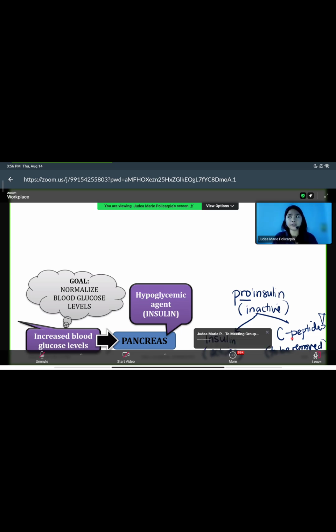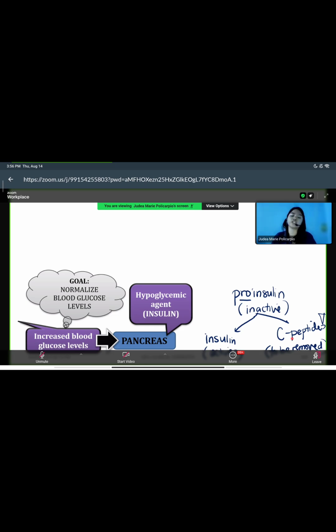So next big question is how? How can the insulin lower the blood glucose level? Paano napapababa ni insulin ang glucose levels natin? Laging tatandaan, nandiyan na sa notes natin, may tatlong action. May tatlong action ang insulin natin para mapababa yung glucose natin in the blood. Okay, ano yung tatlong action ng insulin natin in order to lower the blood glucose levels natin?